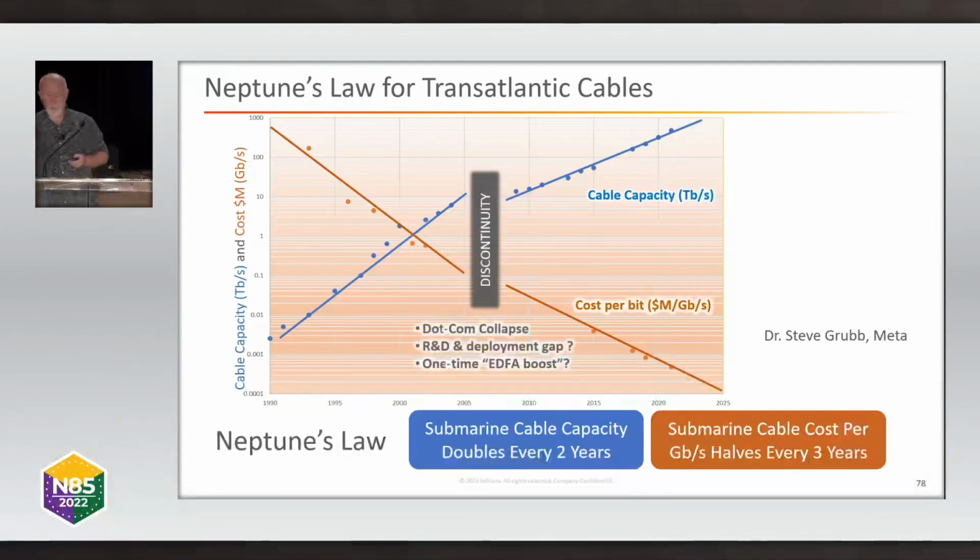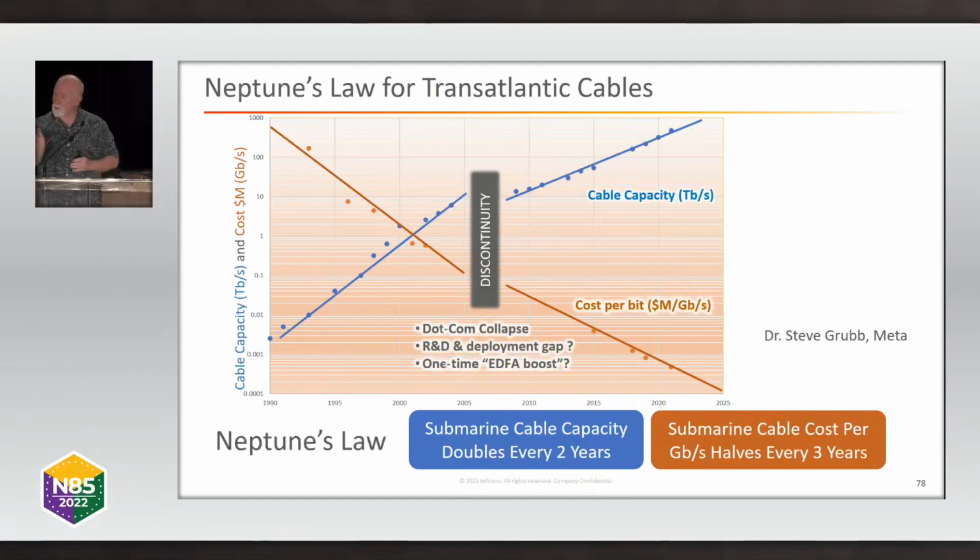And you can see that there's a discontinuity there. And the way that Steve explains that discontinuity, he says, well, you think about the timing of the dot-com collapse, there wouldn't have been a lot of investment after that period in submarine cables.